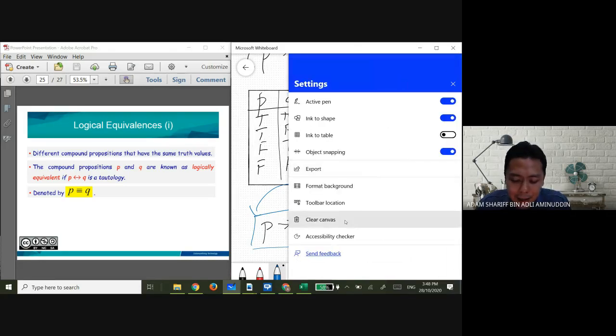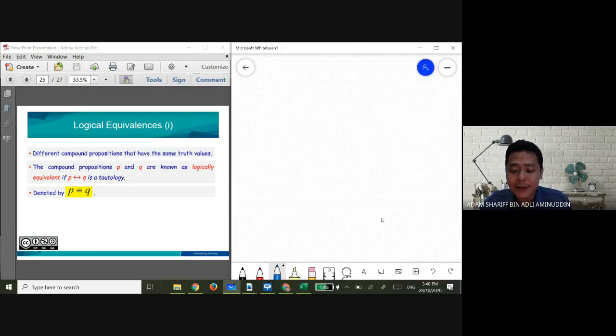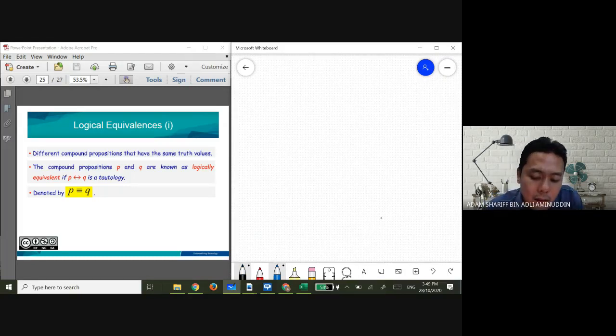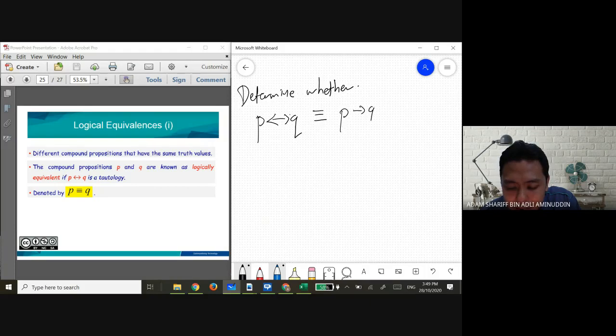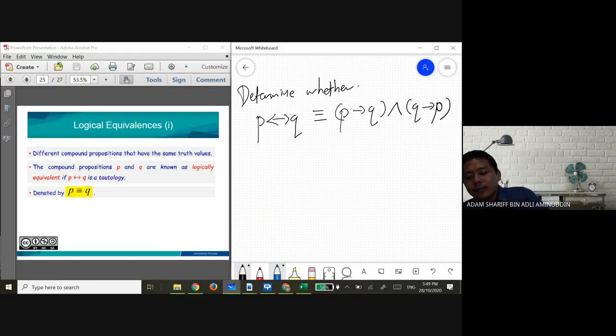Okay. I try to give you one example, a very easy one. Determine whether P biconditional Q is logically equivalent with P implies Q and Q implies P. In 2 minutes.